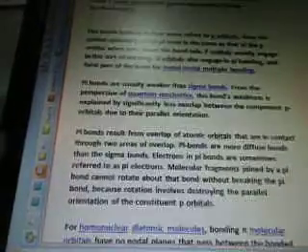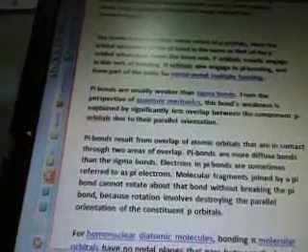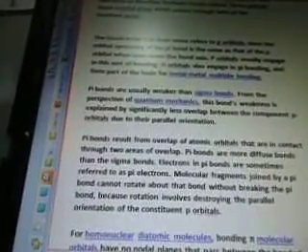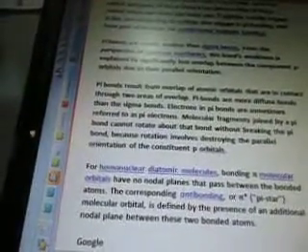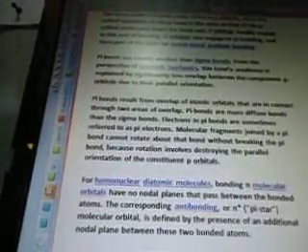Pi bonds are usually weaker than sigma bonds. From the perspective of quantum mechanics, this bond's weakness is explained by significantly less overlap between the component p orbitals due to their parallel orientation. Pi bonds result from overlap of atomic orbitals that are in contact through two areas of overlap. Pi bonds are more diffuse bonds than the sigma bonds. Electrons in pi bonds are sometimes referred to as pi electrons. Molecular fragments joined by a pi bond cannot rotate about that bond without breaking the pi bond, because rotation involves destroying the parallel orientation of the constituent p orbitals.